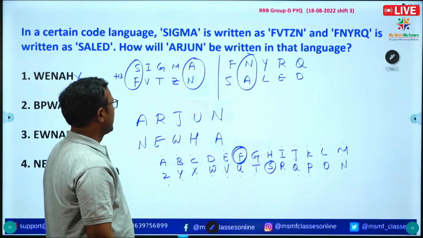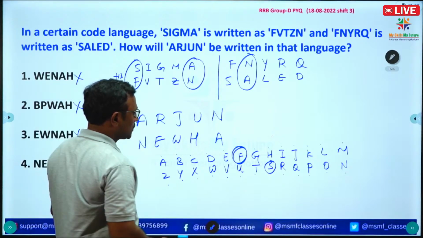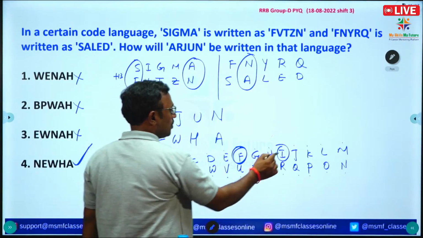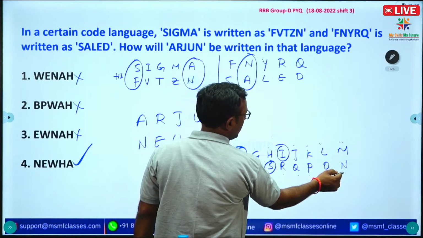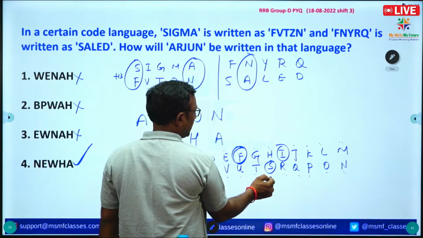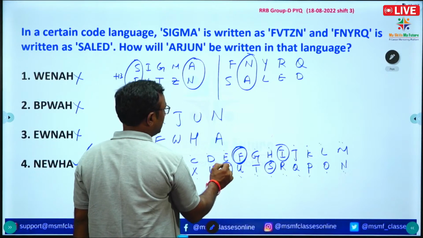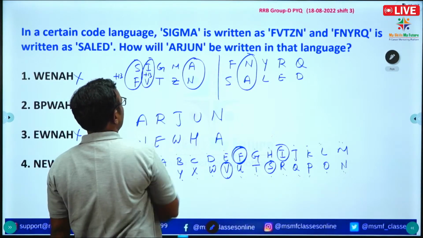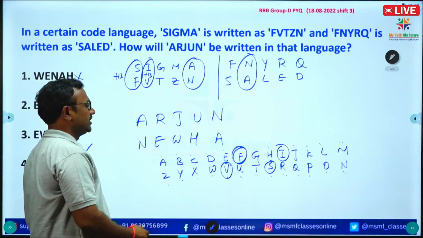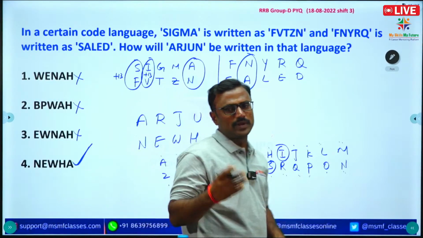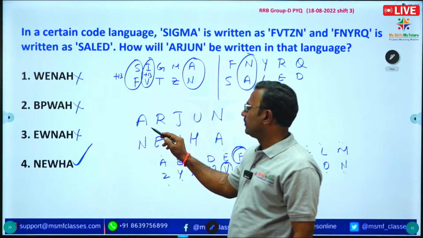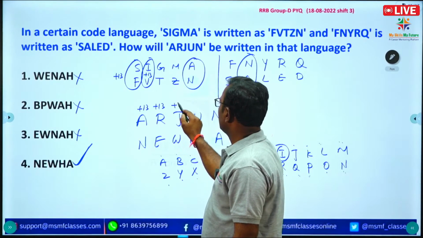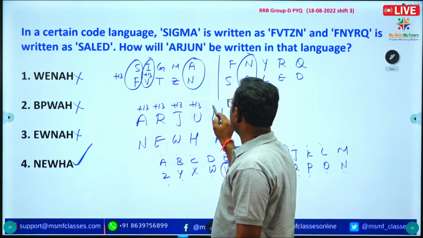So plus or minus. I is written as V. So here is I. Go either forward or backward: 1, 2, 3, 4, 5, 6, 7, 8, 9, 10, 11, 12, 13th letter. Plus or minus 13. So this is the logic, by using plus or minus 13 on these alphabets. So I am writing plus 13 for each letter.